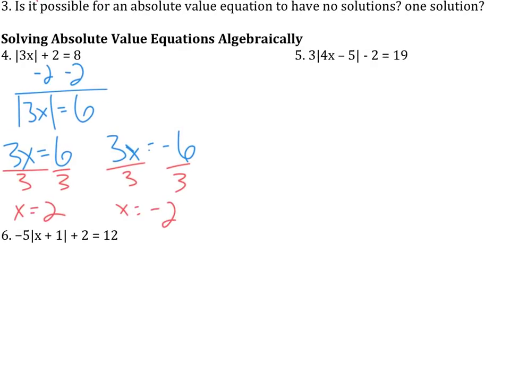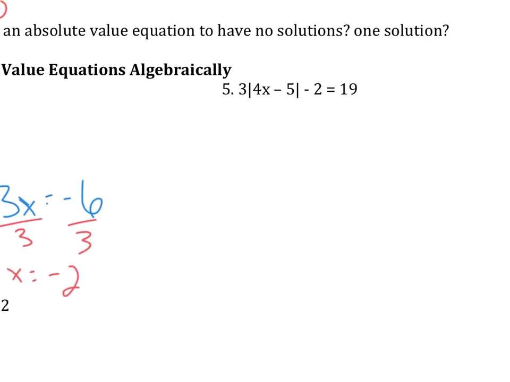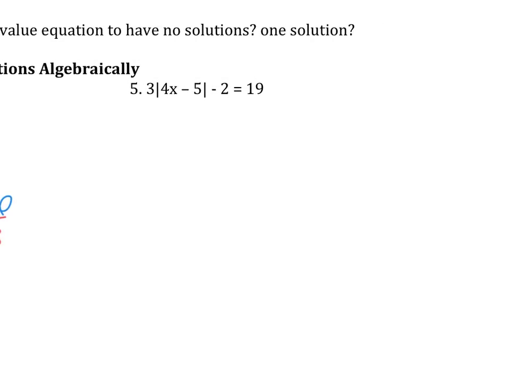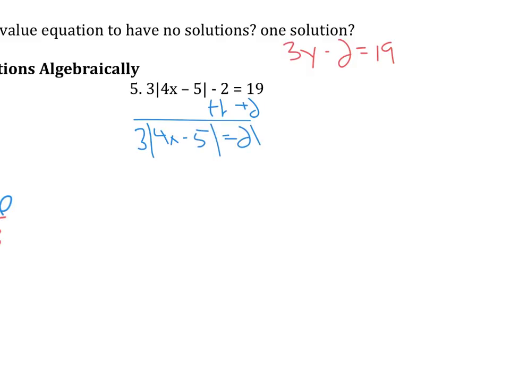Okay, so let's look at number 5 here. A couple more things going on the outside. So I'm going to solve. Essentially, I want to think of this as, say, 3y minus 2 equals 19. What would you do at this point? You would add 2. Well, that's what we're going to do here. And I get 3 absolute value of 4x minus 5 equals 21. Again, if we're up here and it was 3y equals 21, what we would do, we'd divide by that 3. And I get the absolute value of 4x minus 5 equals 7.